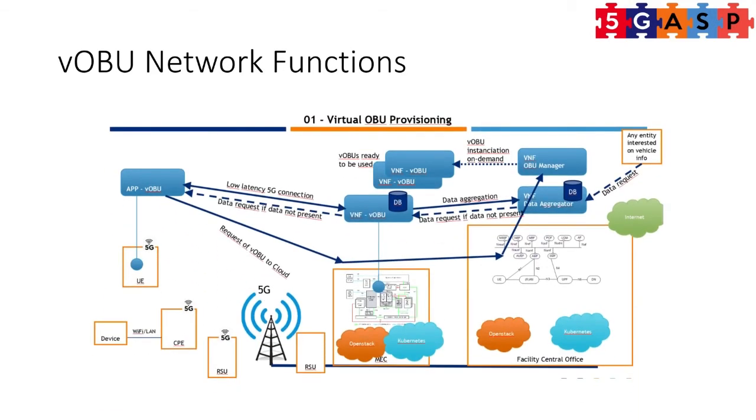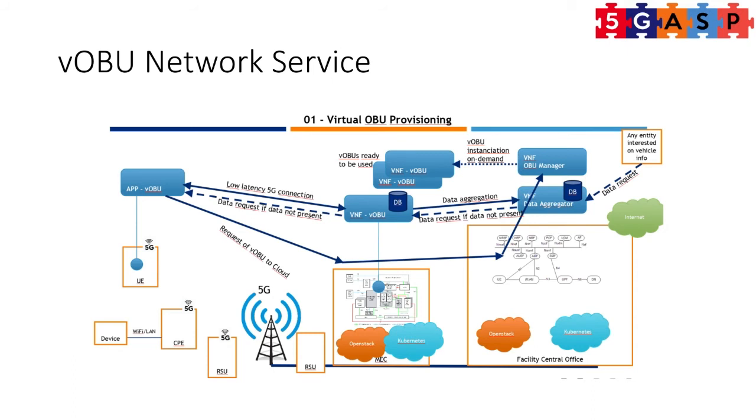Now that we know the general architecture of our application, we can start to design the Netapp in order to describe it with the different descriptors. In first place, we have to know how many network functions are included in our Netapp. In this case, we have clearly 3 different ones. The first one is the virtual OBU, that is our first network function. Then we have the OBU manager, and the third one is the data aggregator. So we have 3 different network functions.